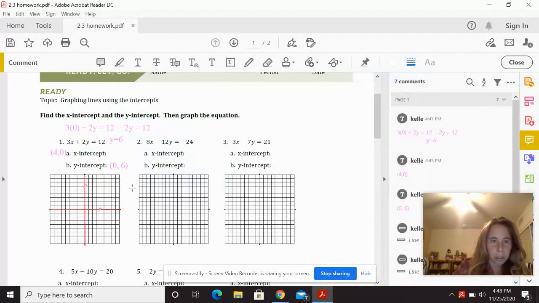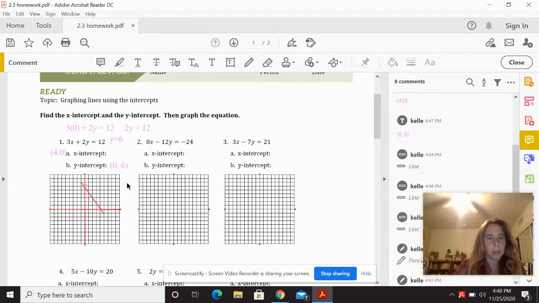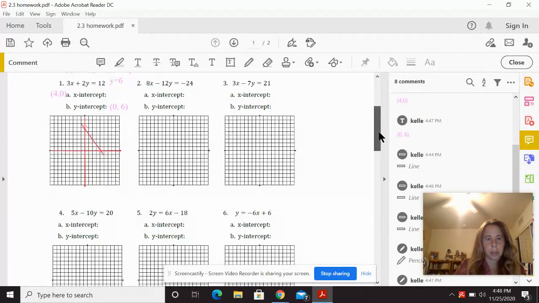It's easier. All right. So we just connect them with a line. Bam. But really, you should have arrows on the end because this is going on forever in both directions. Okay, so that's the first one. All right. Let's just do one more so you get an idea.